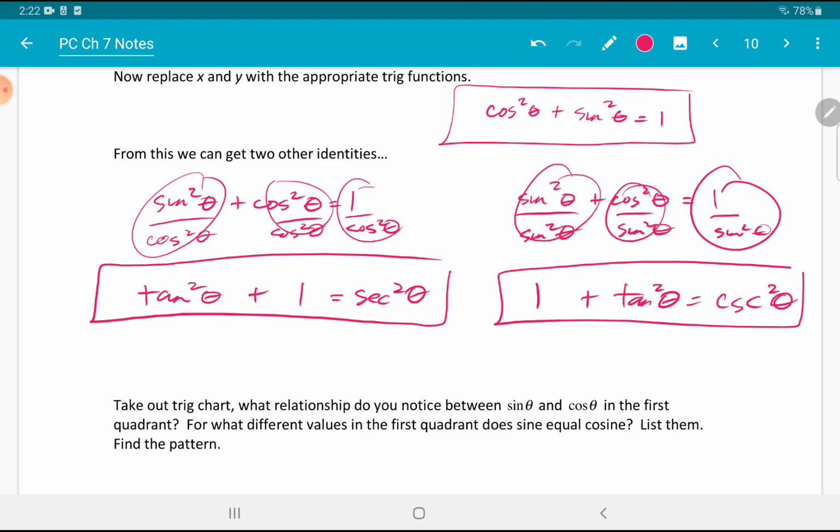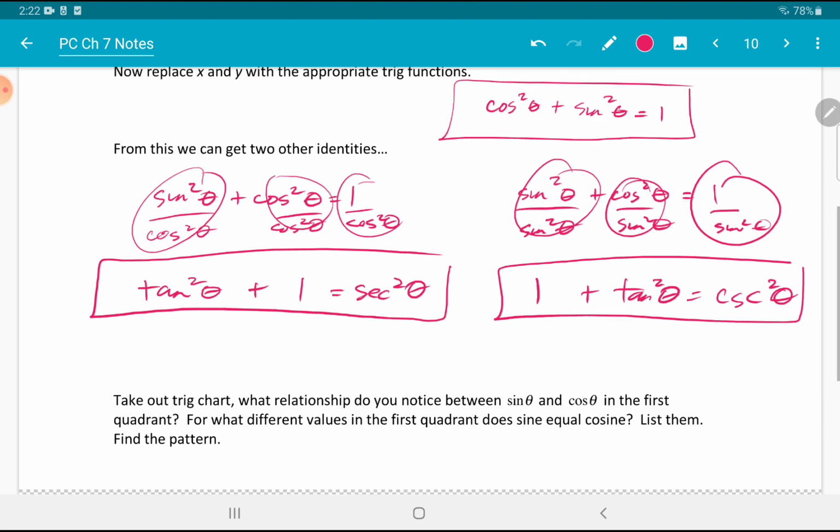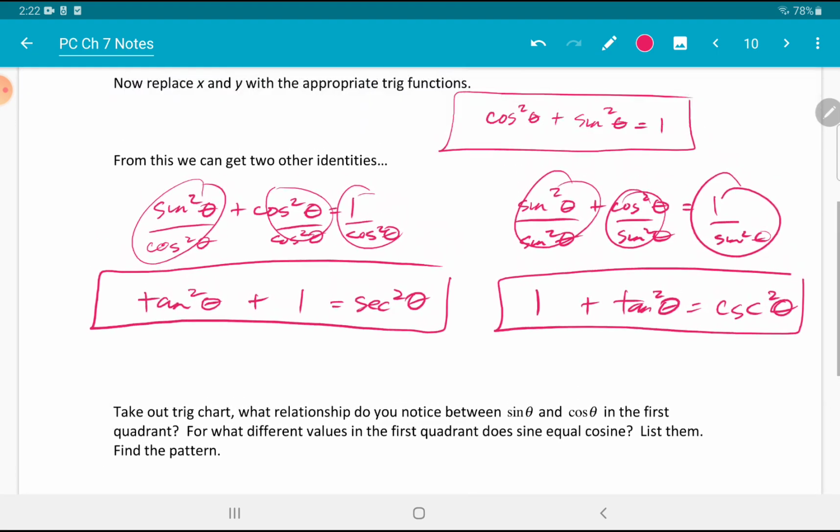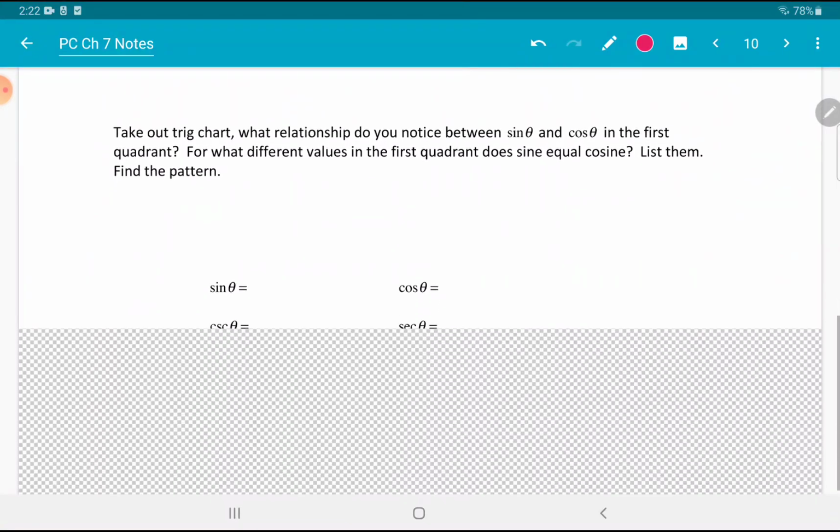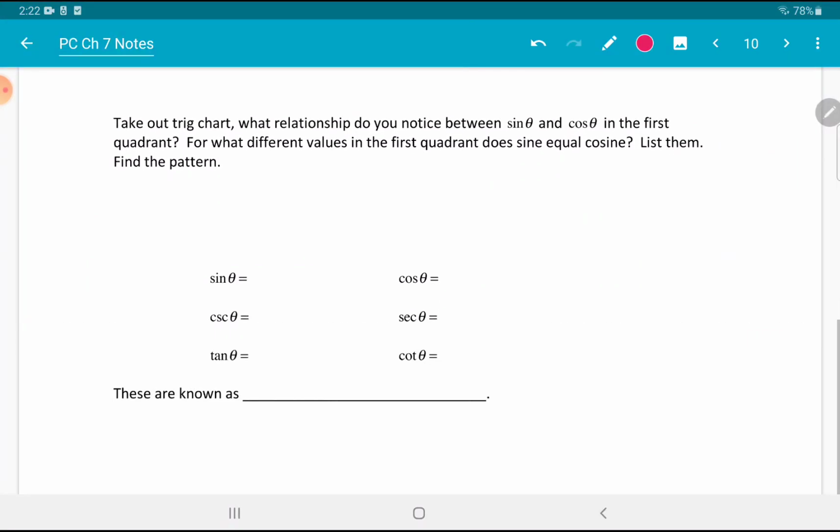And these are the 3 identities that you want to have memorized. These are good to definitely have in the back of your head so you can just recall them at a moment's notice. Okay. All right, let's go on to the next identities here that we see. It says, what relationship do you see between sine and cosine in the first quadrant?